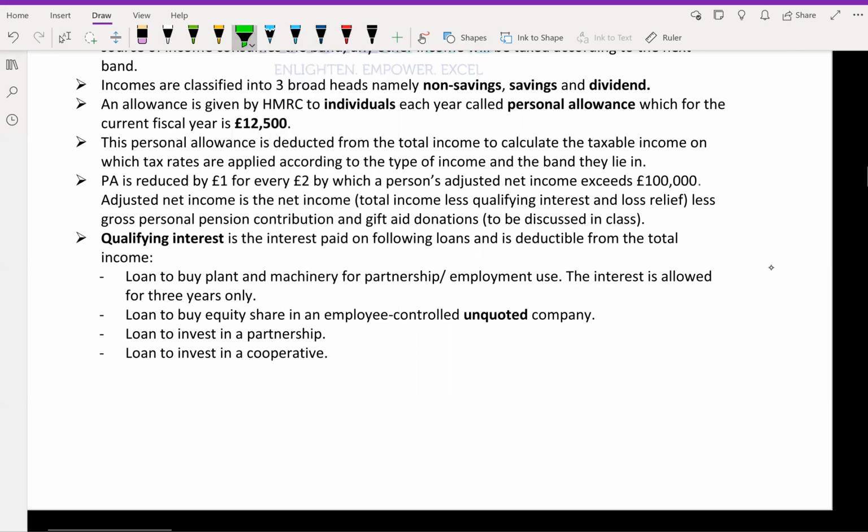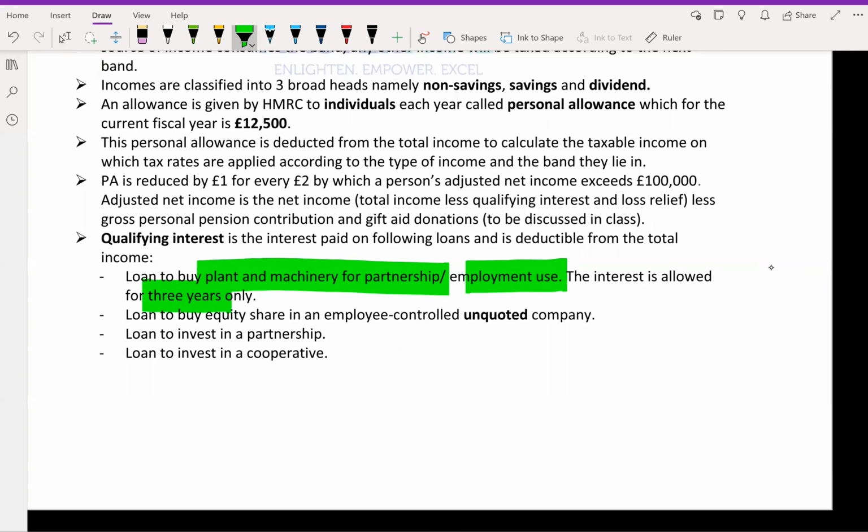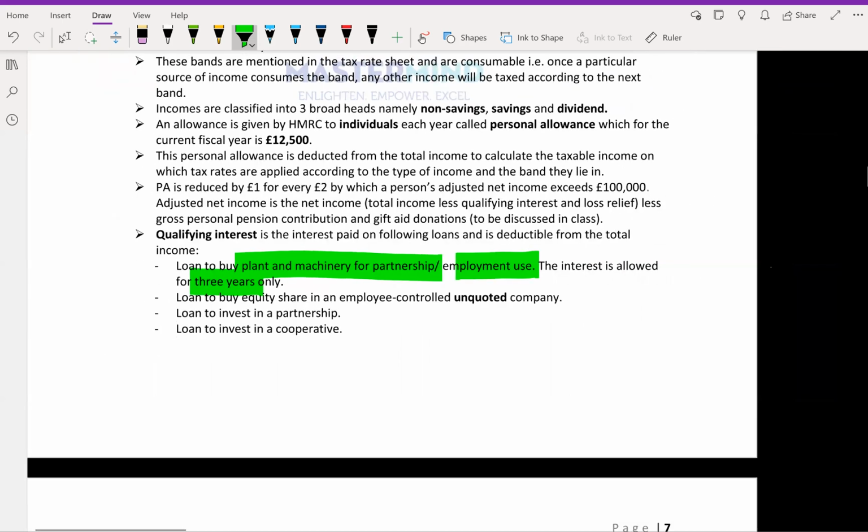So loan to buy plant and machinery for partnership or employment use. But the interest is only allowed for how many years? 3 years. That means for 3 years you can deduct the interest from total income, and from the 4th year onwards you will deduct it from the respective P&L only. Okay.